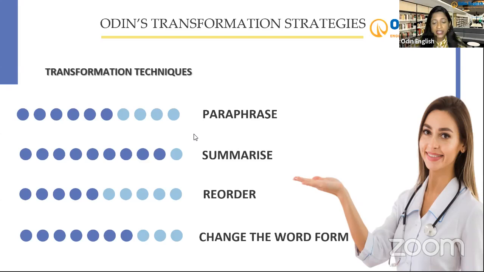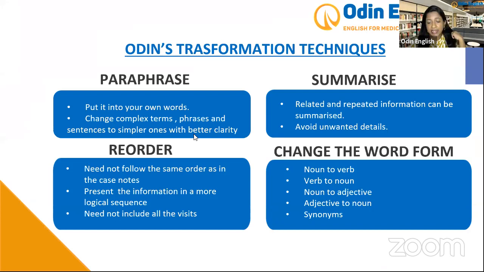So let's see in detail what paraphrase, summarize, reorder and changing the word form are. Paraphrase means putting into your own words, changing complex terms, phrases and sentences to simpler terms with better clarity. Summarize means certain information might be related or might be repeated. You can put them together and summarize it, and you can also remove the unwanted or elaborate details. Reorder means you don't have to follow the same order as in the case note, but you can put it in your own sequence as per the purpose. You can reorder it, and one thing you have to look at is that it should always be in a logical sequence.